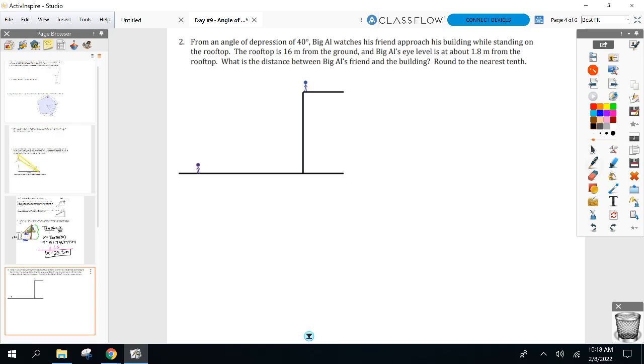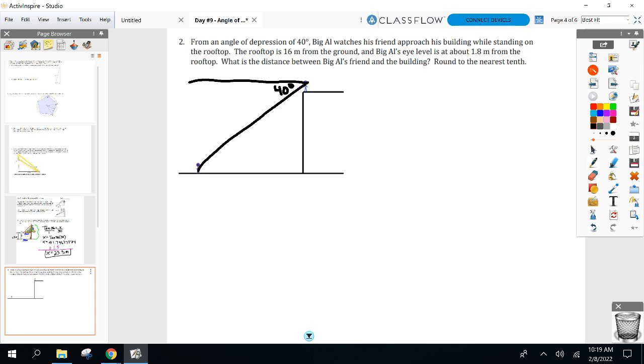He's at the top of the building. He sees one of his buddies coming towards the building. It makes an angle of depression of 40. Everyone ready? Angle of depression. He was looking straight ahead, but then saw his friend down below. See the angle that it made? Right here, 40 degrees. Looking straight ahead, now looking down. That angle's 40.